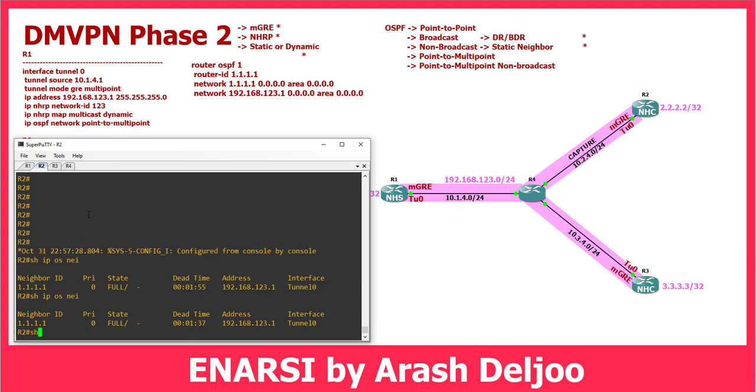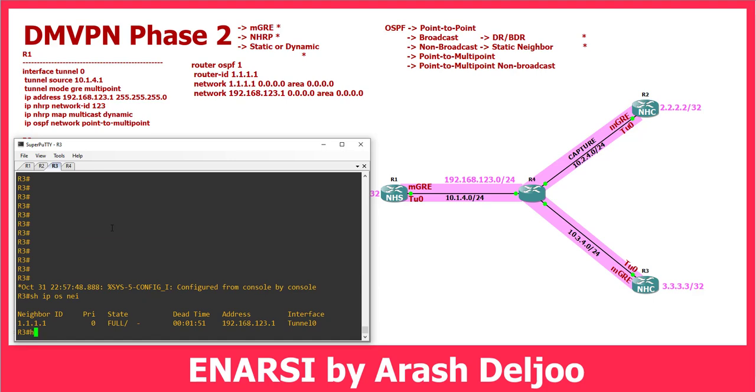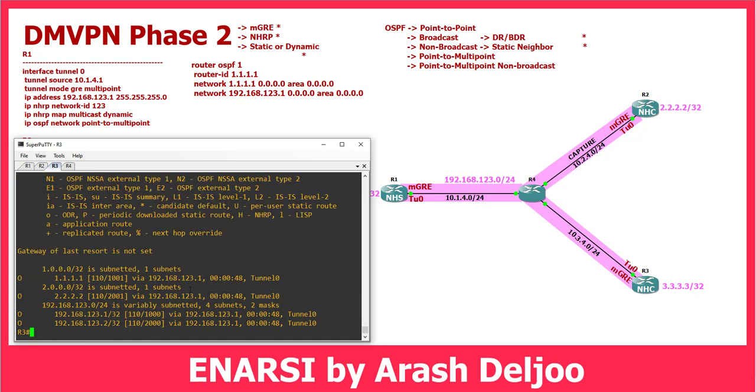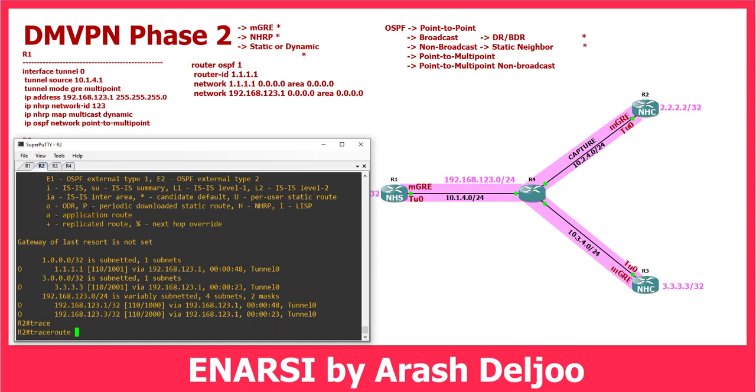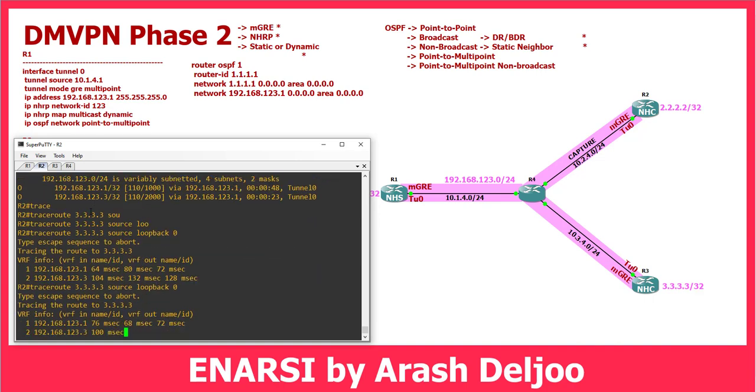In router 2, show IP route OSPF. We have quad 1 and quad 3, but both of them were learned from router 1. And this is not good for, for example, DMVPN phase 2, and we cannot change it. In router 3 also, show IP route OSPF. Actually, the traffic is going to router 1. Look here, traceroute quad 3 with the source of loopback 0. Traffic is going to router 1 and then to router 3.